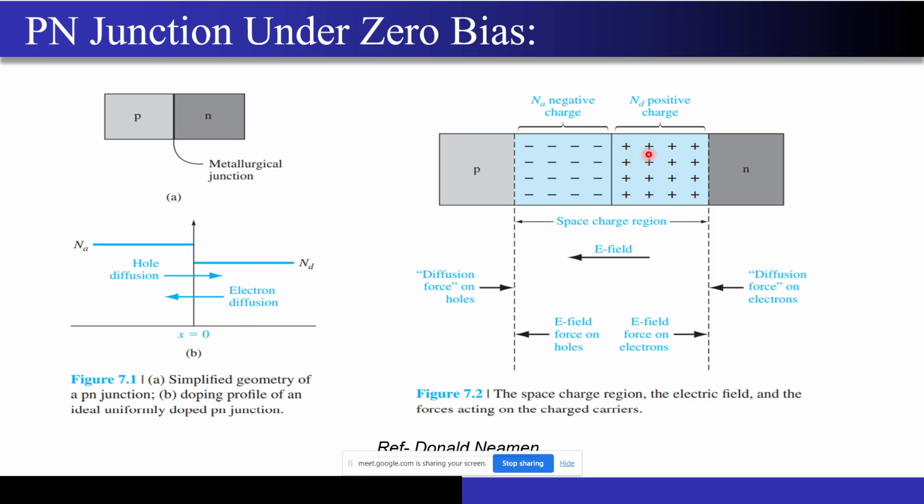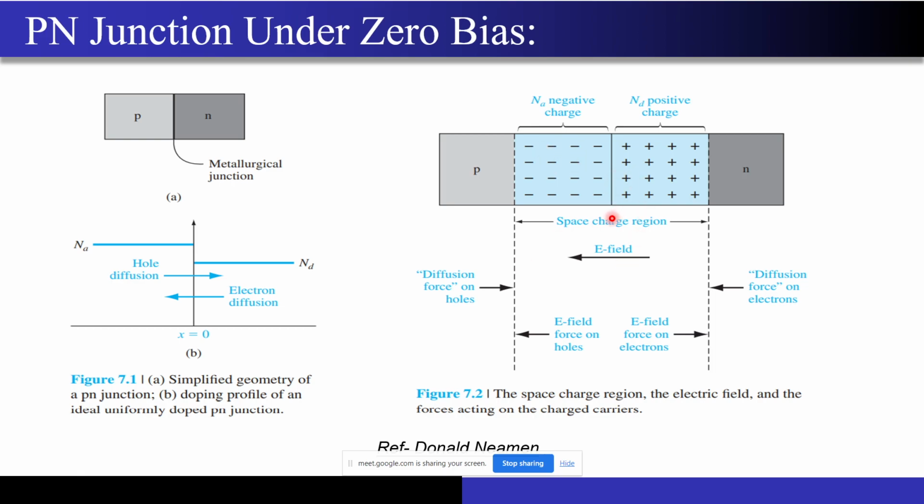And when you move that electron away from the atom, the atom becomes positively charged. And they are immobile; these atoms cannot move. They are part of the crystal. So when electrons move from the right side to the left side, they leave behind these positively charged donor atoms. And similarly, when holes move from left to right, they leave behind negatively charged acceptor atoms.